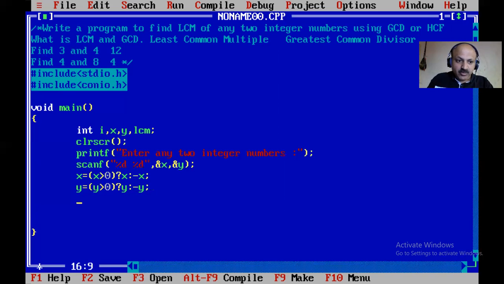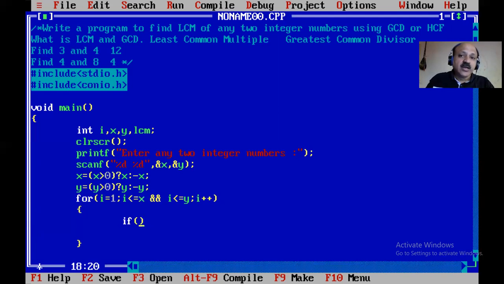The same process for minus one, and now we take a for loop. I equal to 1, and then I less than or equal to x, logical AND operator, and I less than or equal to y, and then I plus plus. Let us check how that works. Again we take one if condition. Here we start the GCD, the greatest common divisor, for x and y, like 4 and 8.